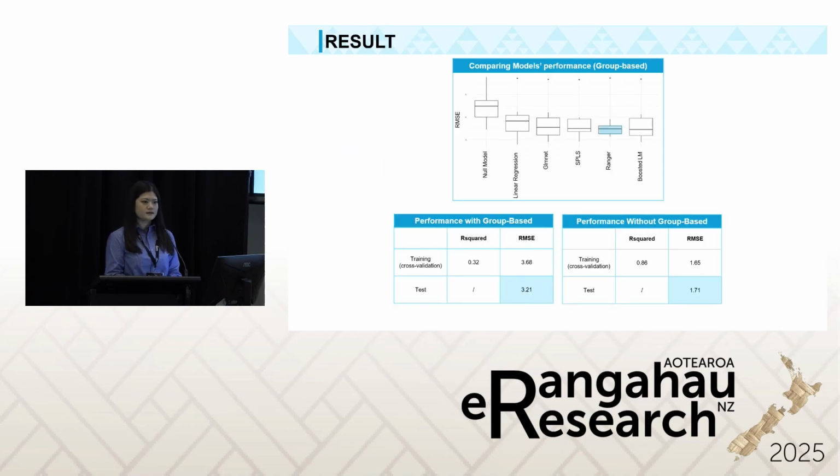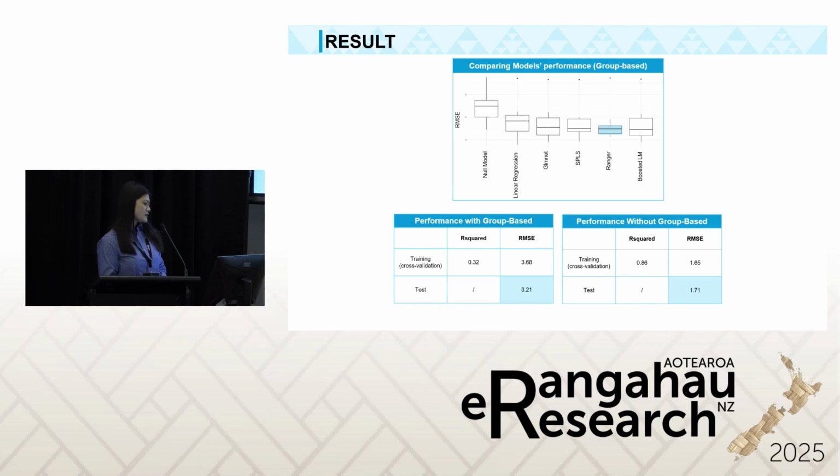And here are the results of some of the models I tried. The box plots are showing the RMSE distribution across the cross-validation folds. And the lower the RMSE is, the better the model is. So the best model is highlighted there. It is a random forest model from the Ranger package. I do note that all these models tried used group-based resampling. So the best model's performance is recorded in this small table to the left.